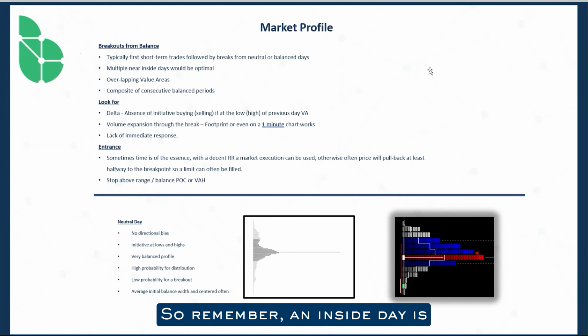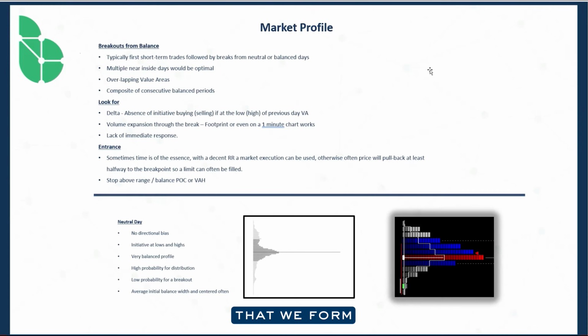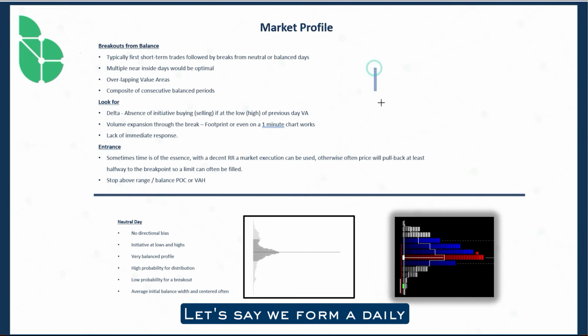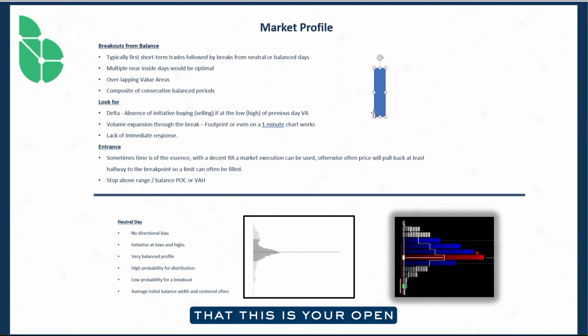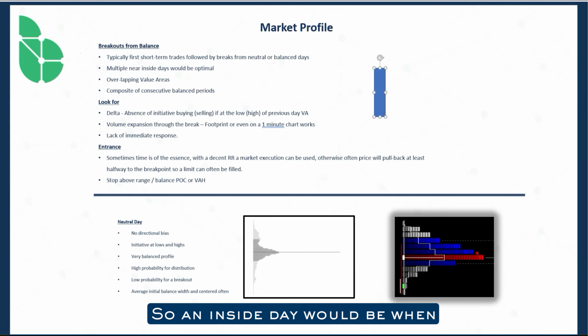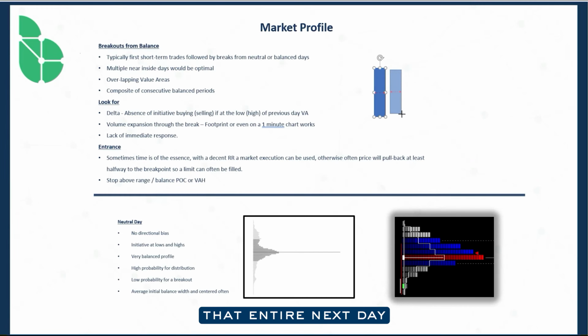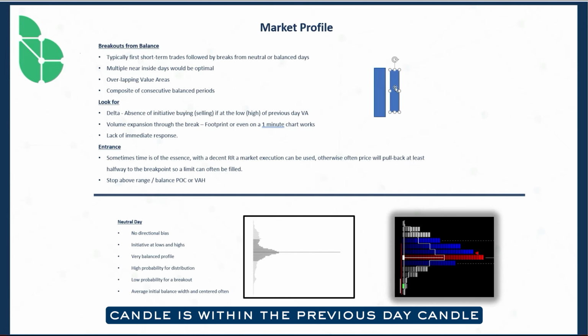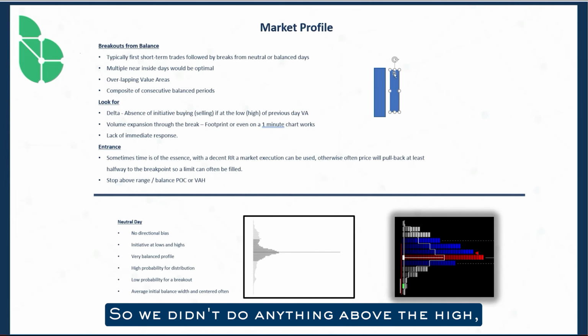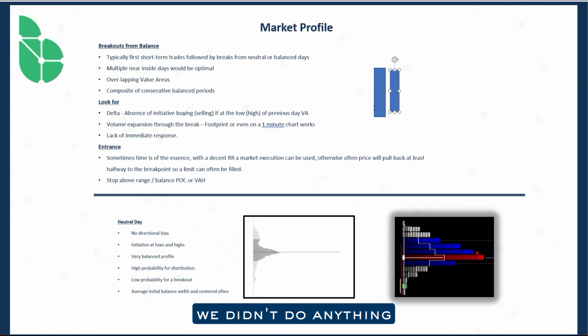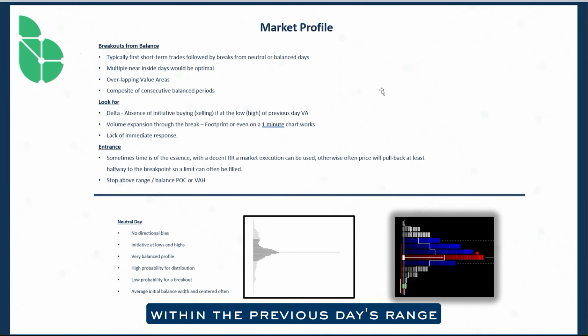So remember, an inside day is, let's say that we form a daily candle, and I'll just take out the drawing tool for this. Let's say we form a daily candle like this, right? So let's say that this is your open and this is your close. So an inside day would be when that entire next day candle is within the previous day candle. So we didn't do anything above the high, we didn't do anything below the low. The entire candle has been within the previous day's range.